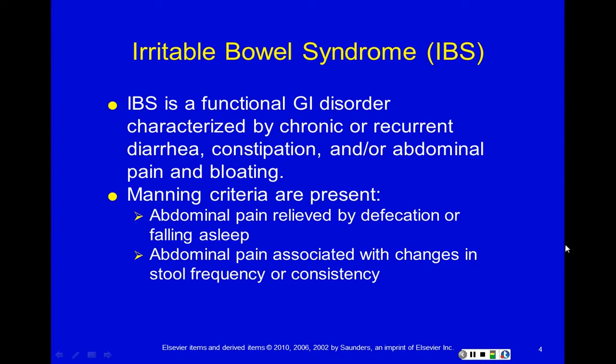So irritable bowel syndrome, as it says, is a functional GI disorder characterized by chronic or recurrent diarrhea, constipation, and/or abdominal pain or bloating. And so you have some of the Manning criteria listed for you up here. Usually these criteria include abdominal pain relieved by defecation or falling asleep, abdominal pain associated with changes in stool frequency or consistency. The person is going to complain of abdominal distension, the sense of incomplete evacuation of stool, the presence of mucus with stool passage.